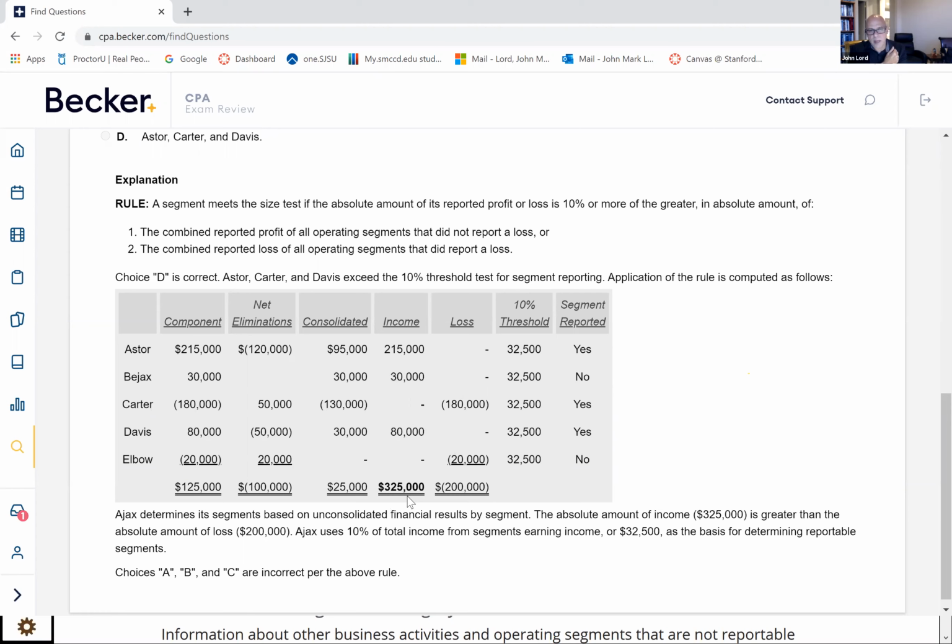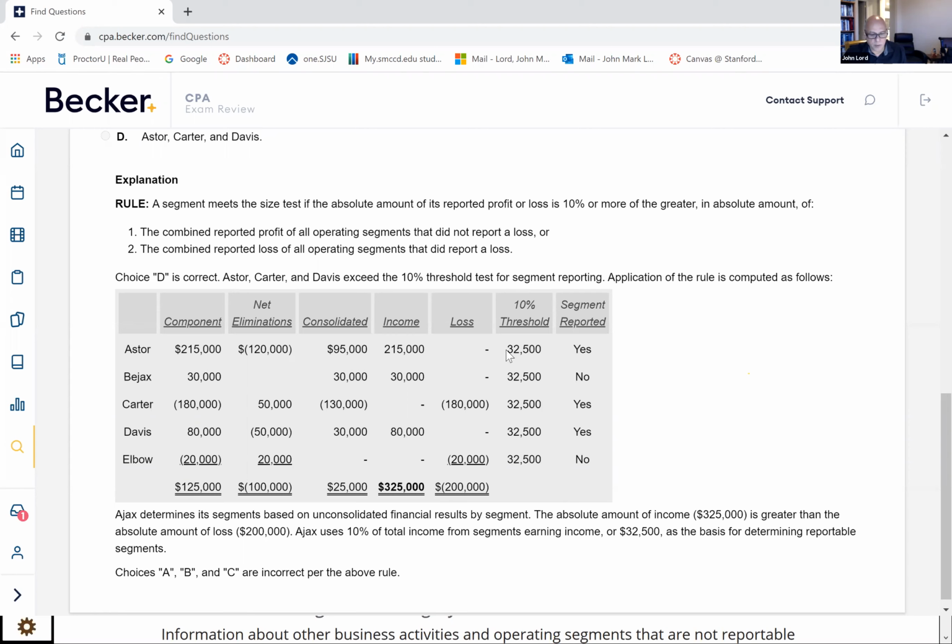325,000 on an absolute value basis is bigger than what? 200,000, right? So I take that 325,000 times 10%. My threshold is 32.5. Now I go through and I look at each one of these to see if on an absolute basis they have a number that exceeds 32.5.